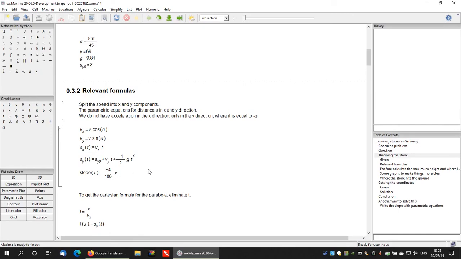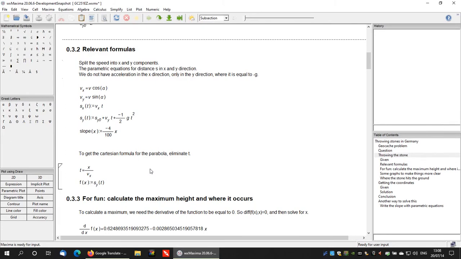Now if you want to get the Cartesian formula for the parabola, you have to get rid of t in those two. So from the first one, the distance x is Vx times t, you can get t, which is the distance x over Vx, and then you fill that in in Sy of t, so Sy of x is then just Sy of this t.